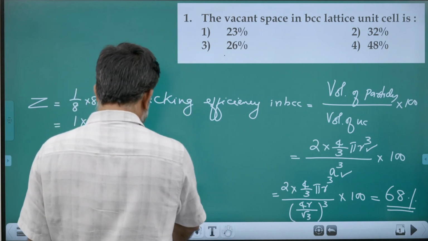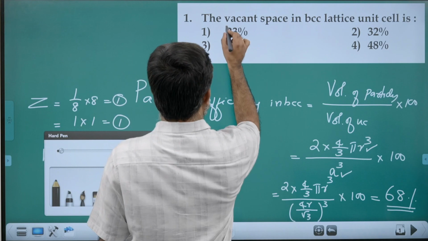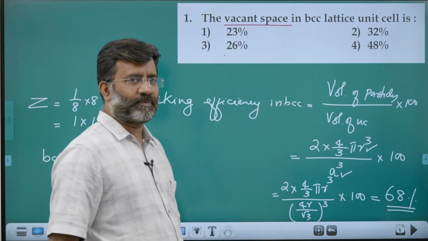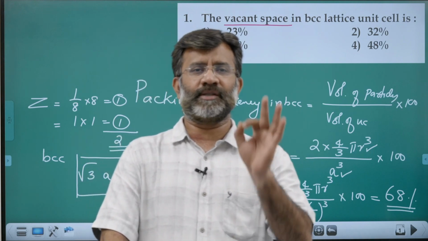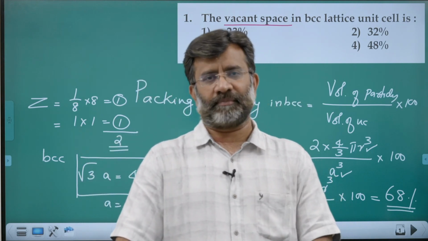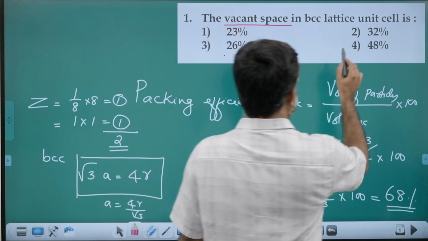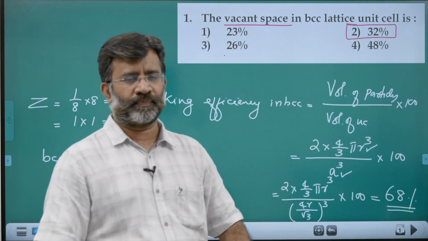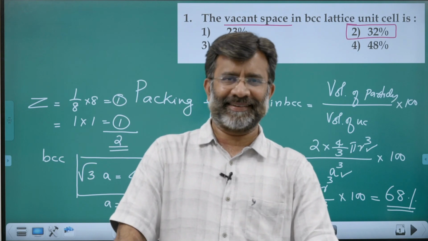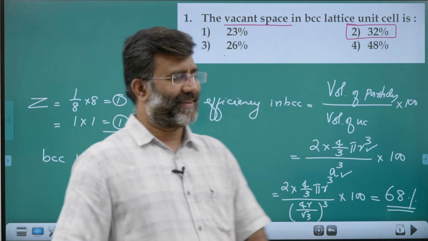What is our question? Our question is vacant space. What is the vacant space? That is the question. So 68% is occupied. That means 32% is vacant. So the answer is 2. Is it clear? Yes? Okay. Next question.